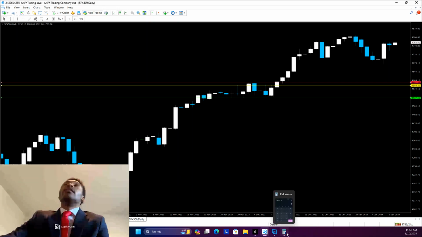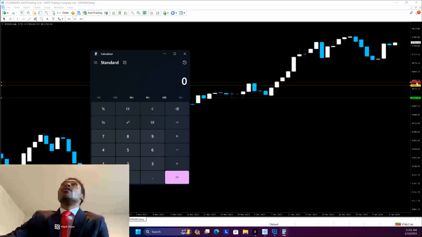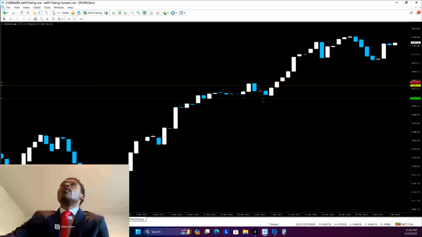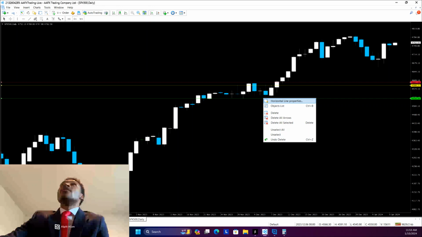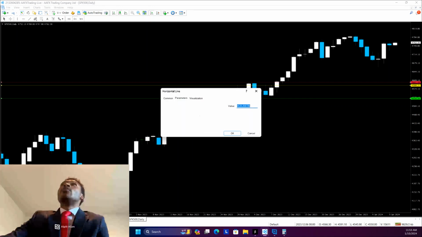Let's do the math on it real quick because I don't remember. It's really hard to see, but it's 4601 minus 4588, so a 13-point stop loss, times 4 is a 52-point reward. 4588 minus 52 is 4536. And yeah, so literally, I changed the properties of this.